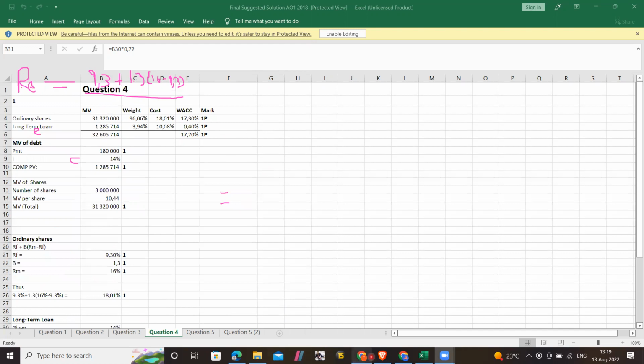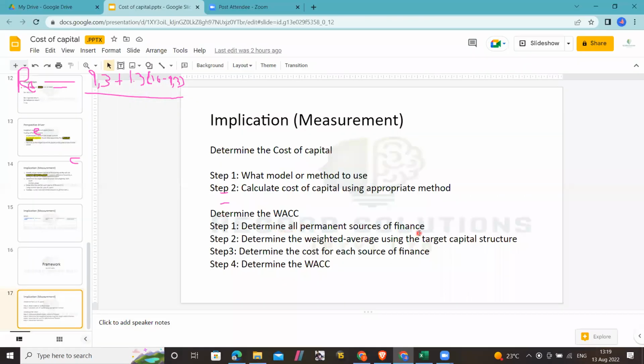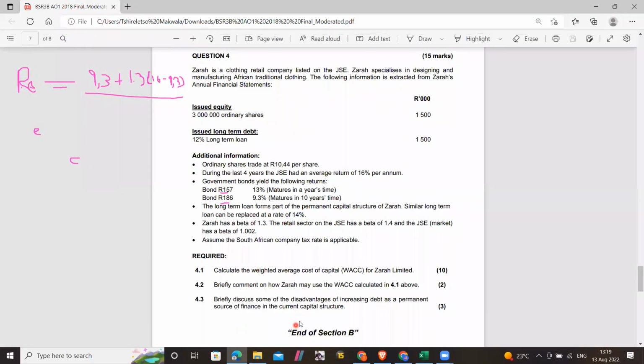Now we've calculated the WACC. Do you see that we follow these steps? We first determine the permanent source of finance, determine the weighted average, determine the cost of each finance, and then determine the WACC. So please, even if you have to memorize this framework, and then go to the next one.